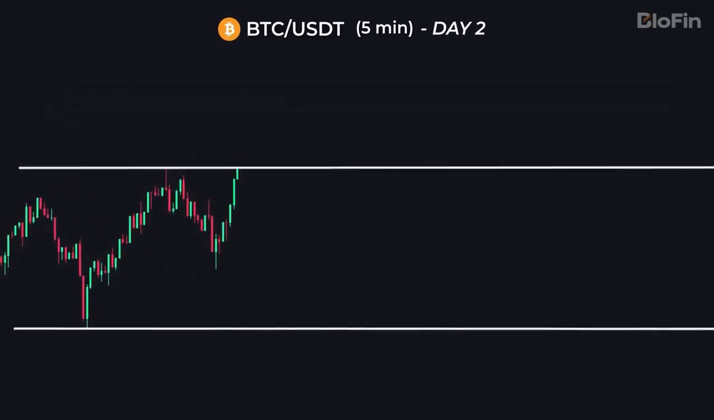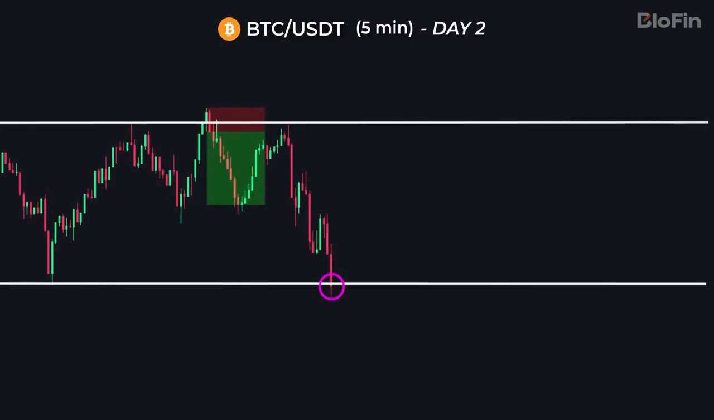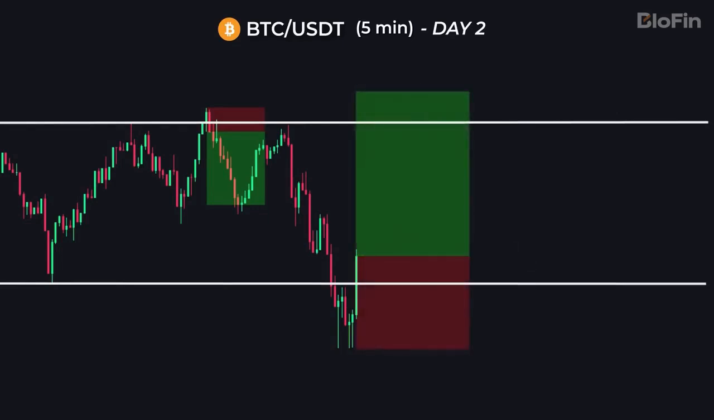Here, the 5-minute candle broke above the range high, then closed back inside, so this will be a short signal. Stop loss goes at the range high and take profit at 2 times risk. And here, price hits the take profit target, giving us a 2R gain. Next, price dropped and broke below the range low. After that, it re-entered inside the range. So this will be a long setup. Stop loss goes at the range low, take profit at 2 times risk. And once again, price hits the target, giving us another 2R profit.